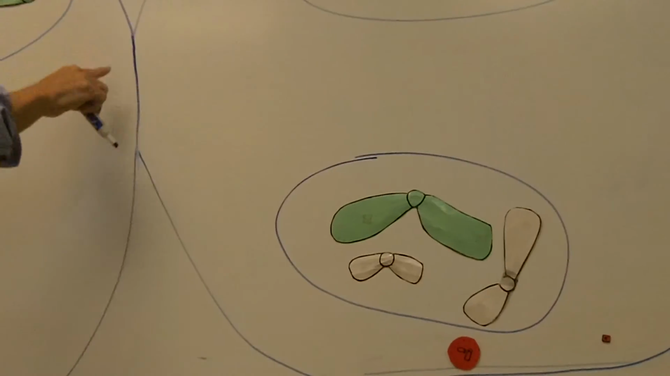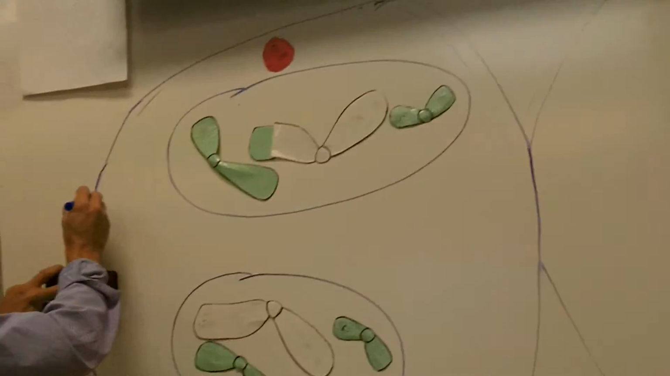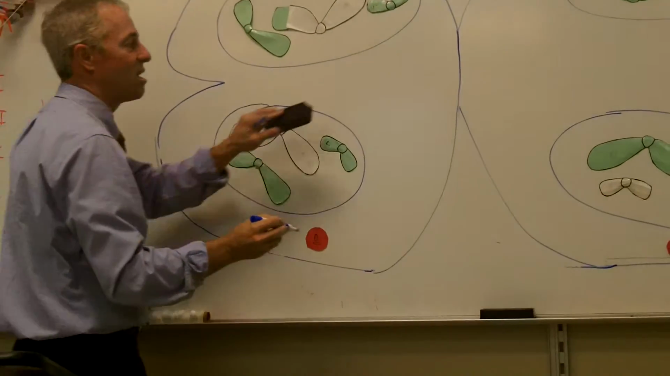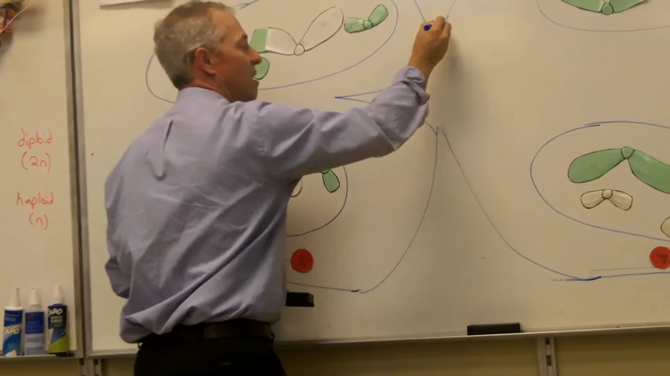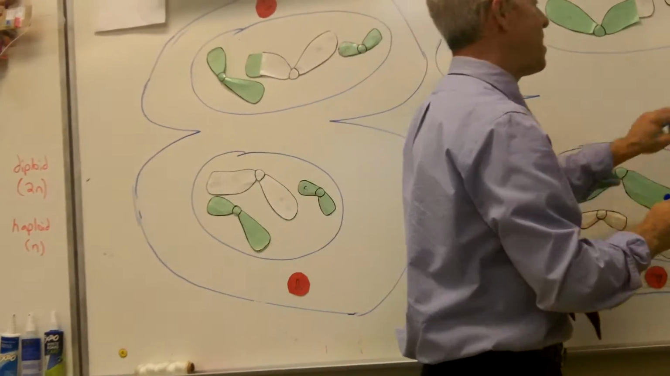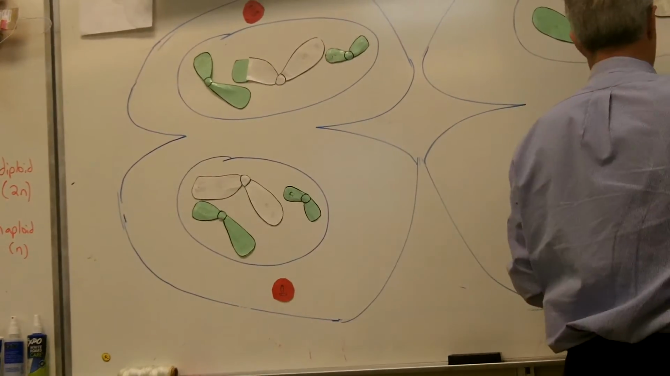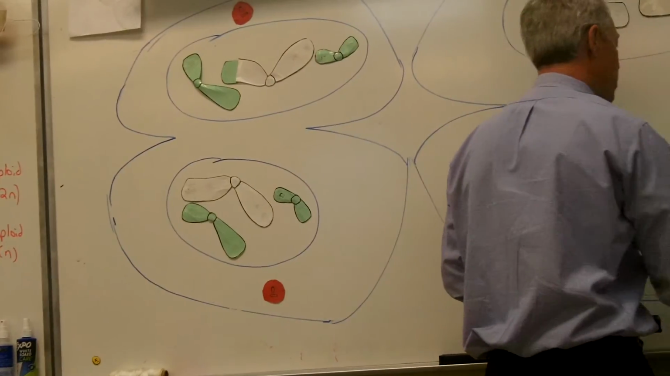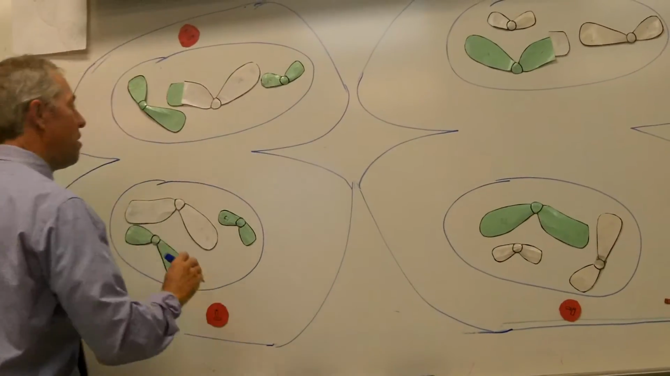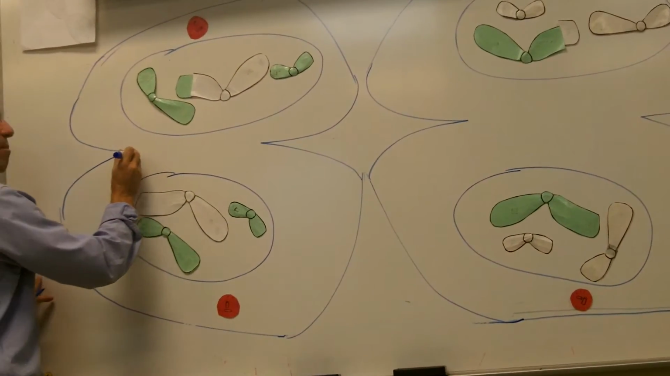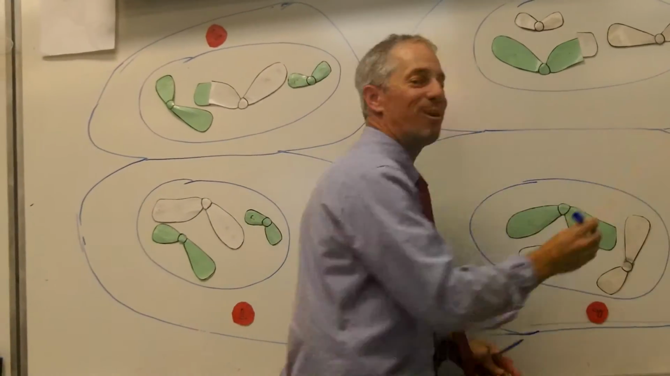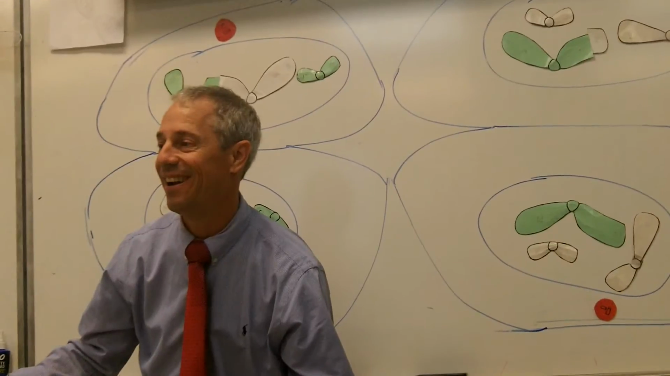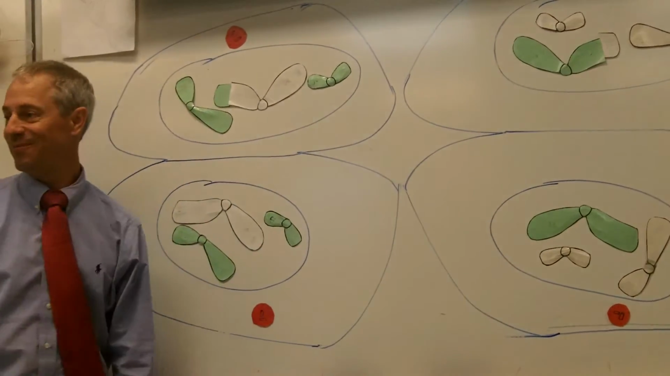And now the cells start pinching inward. They start pinching inward like this. It's going to happen on both sides. Here we go. And it'll finally break apart in cytokinesis. And guess what we have now? Sperm cell. 4 sperm cells.